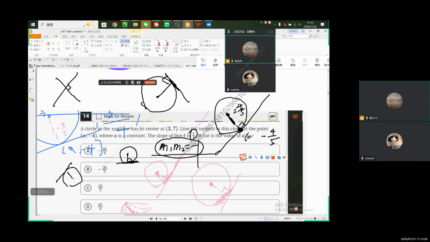But let me put a little bit more about what I know. I know this is the slope of the radius, or the slope of the line that goes through the radius, same thing. So I know this one is -4/5. I also know the center is (3, 7), right? So I can use the slope formula, right?